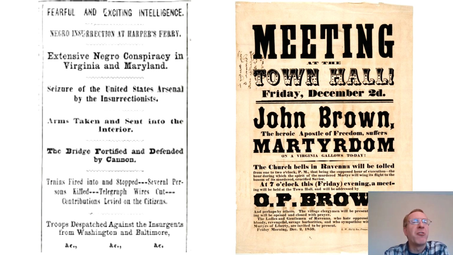Look at that first line: fearful and exciting intelligence. So you see they're instilling fear already. Negro insurrection at Harper's Ferry. So again, the same language we saw with Nat Turner's rebellion. And it goes into the fact that there is a greater conspiracy. This is only part of a big conspiracy, but it says a Negro conspiracy, and that basically states that free blacks are behind this, not just white people like John Brown and the white people who went with him.